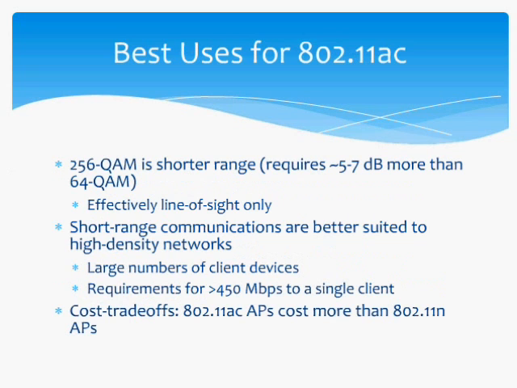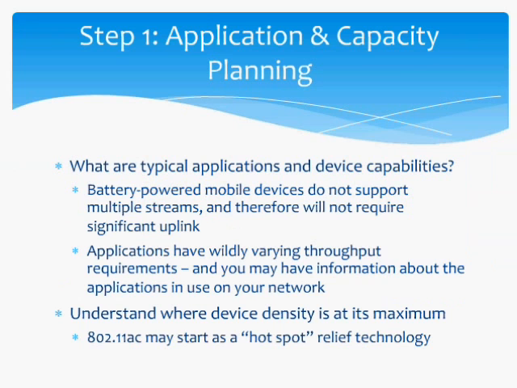If you wanted to put together a network based on 802.11ac, part of what comes along with these high data rates in 256 QAM is that the extremely high data rates at the top end are going to be somewhat shorter range. It turns out that it requires about 5 to 7 dB more to do 256 QAM over the 64 QAM.